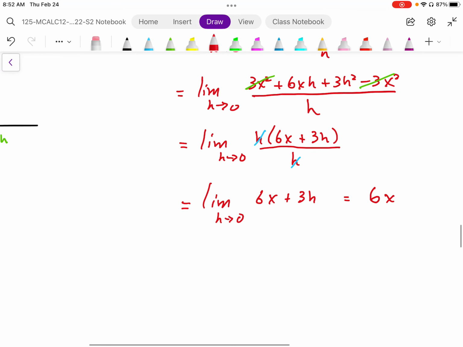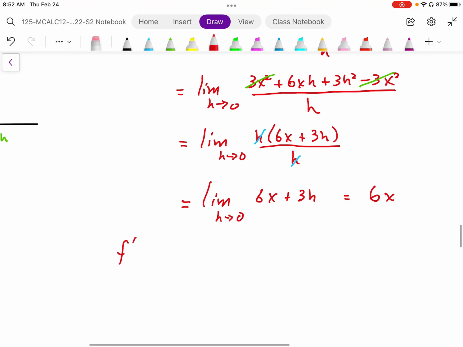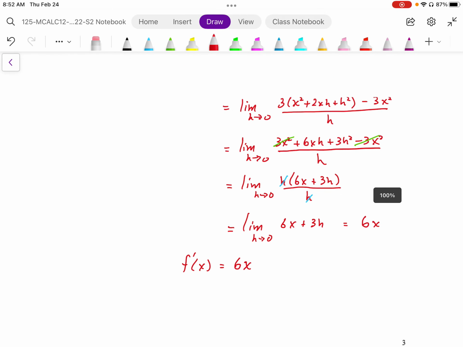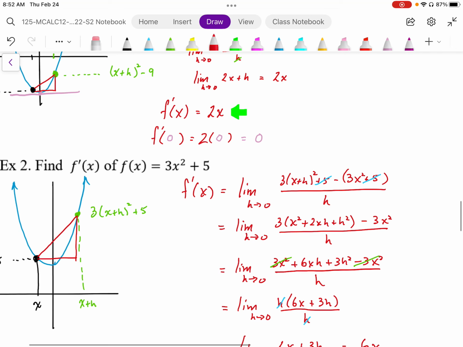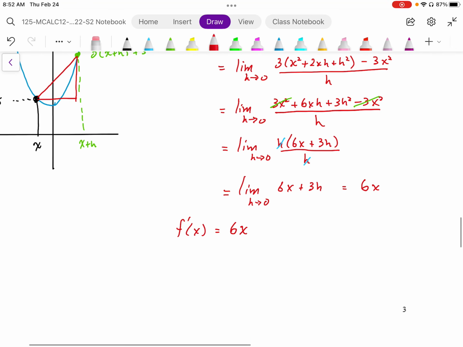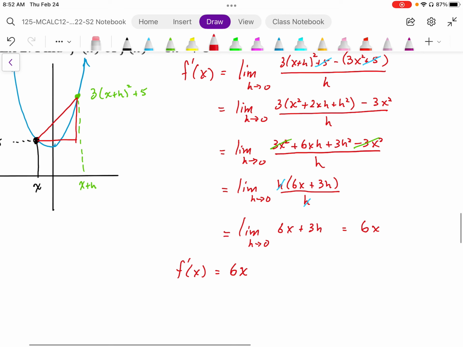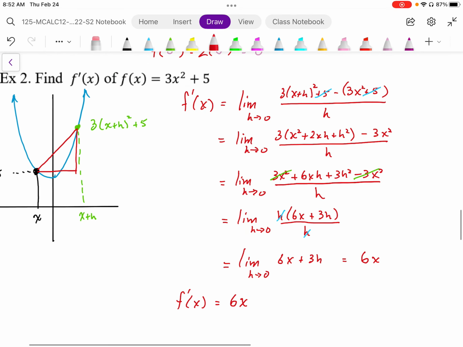So what this tells me then is my f prime equation, which is the formula that calculates slope, is equal to 6x. And remember we talked about the vertical expansion. If we compare it to the original slope equation of 2x, I'm going to get a slope that's 3 times bigger for every point on x. And that makes sense because all this is going to do is stretch the graph up by 3.